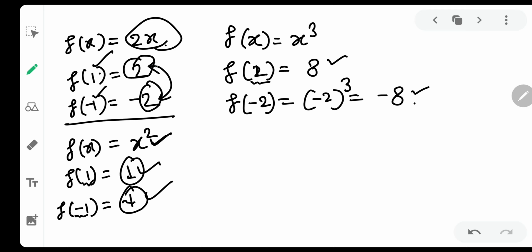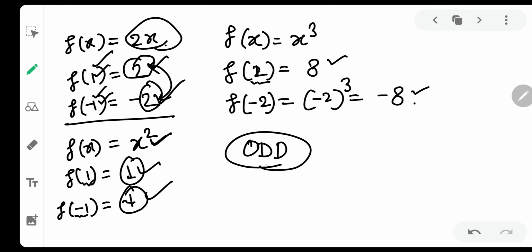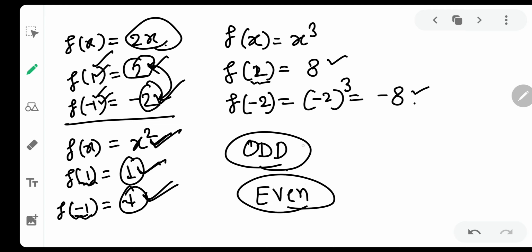So the functions in which the sign of x changed and it changes the sign of y also are called odd functions. It means if you replace x with minus x, then y will also change its sign to minus y. And in the functions where the sign of x is changed but the sign of y does not change, it is called even functions. In both the functions, the magnitude of y remains the same, but the direction, or the sign I will say, the sign of y changes.